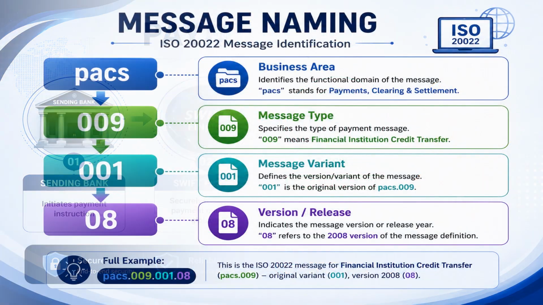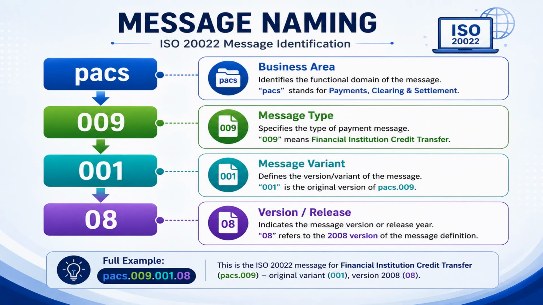Let's understand the message name. PACS stands for Payments, Clearing and Settlement. 009 identifies the message type as Financial Institution Credit Transfer. 001 represents the message variant. And 08 indicates the message version. So, PACS009.001.08 uniquely identifies this ISO20022 message.